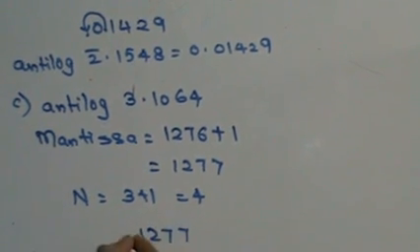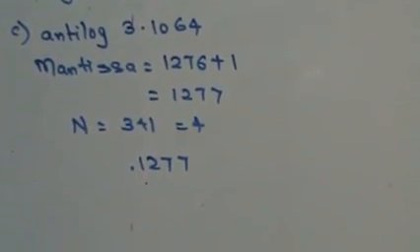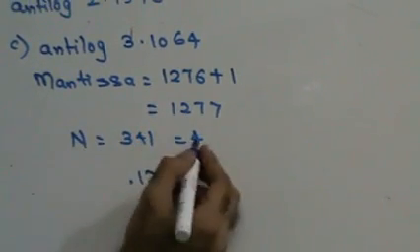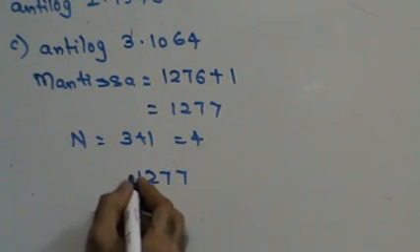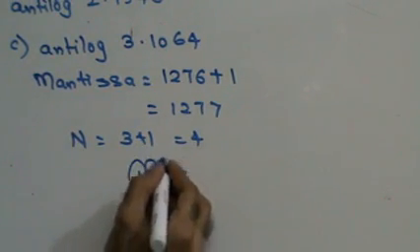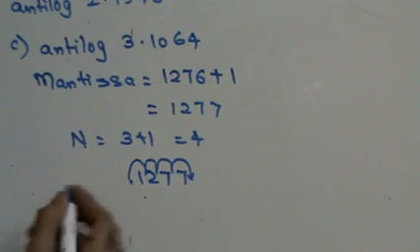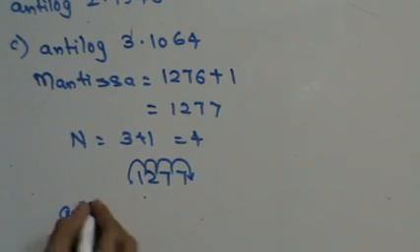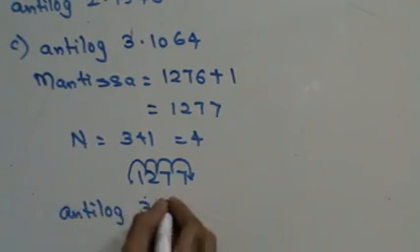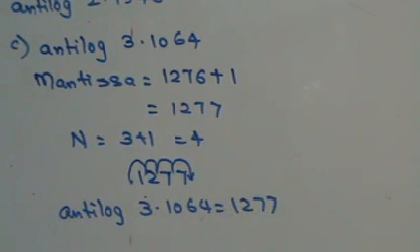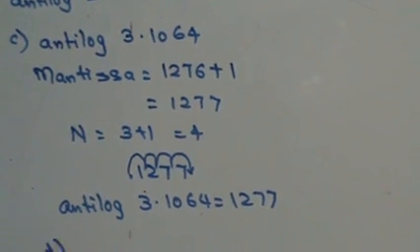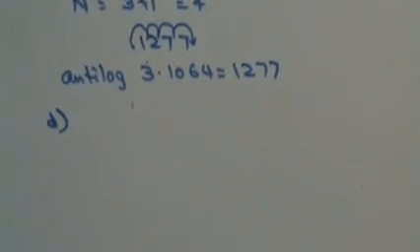When you write mantissa, the decimal is assumed to be before the first digit. Since the value of n is positive, the decimal will shift to the right. 1, 2, 3, 4. It will shift 4 places to the right. Hence, antilog of 3.1064 is 1277. Right? Let's see if we can find out one more antilog.